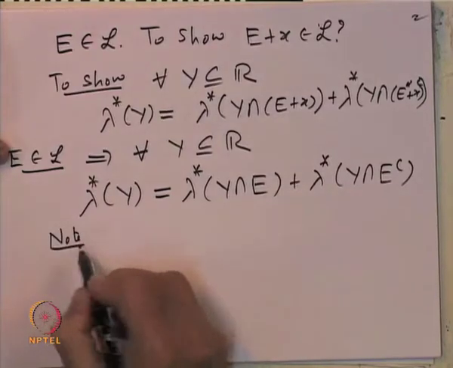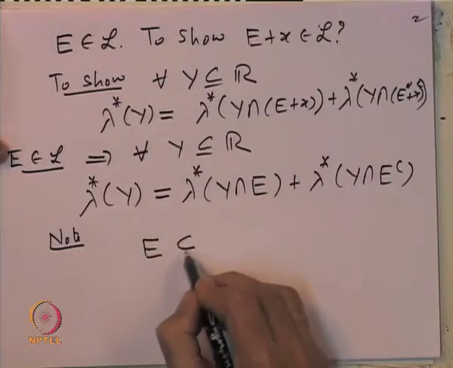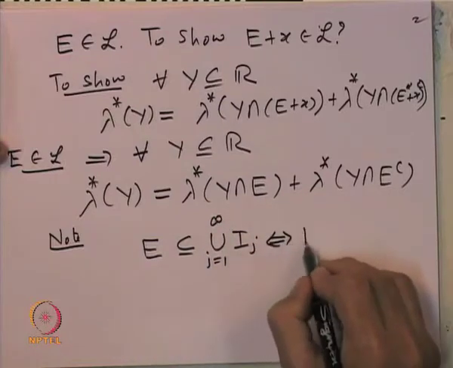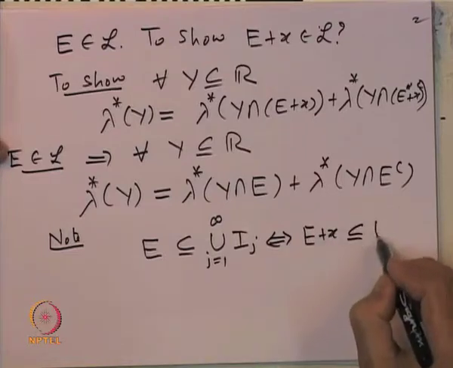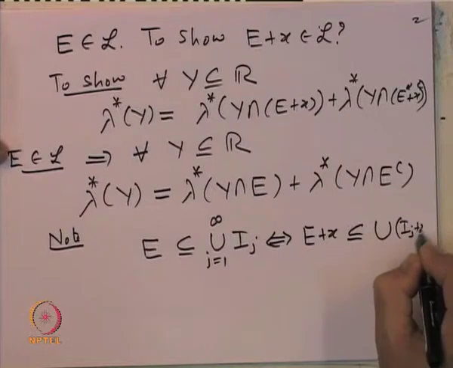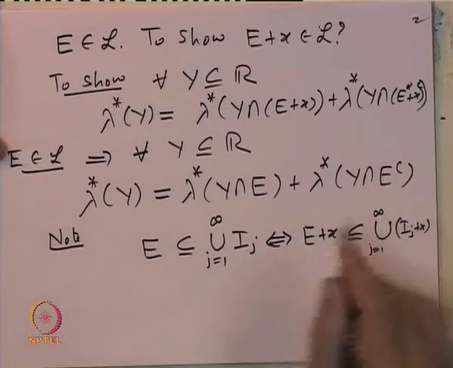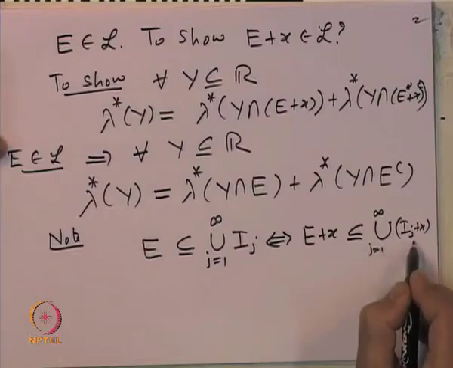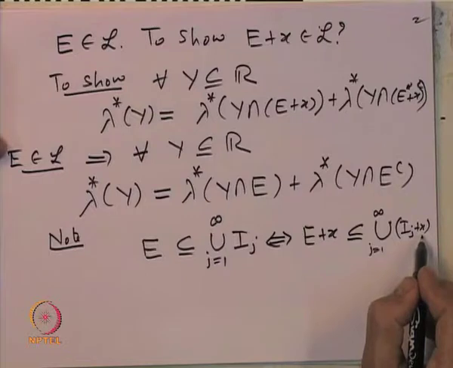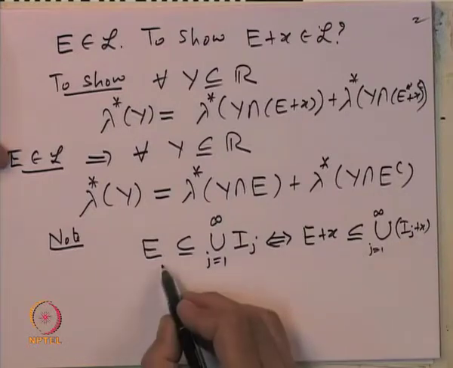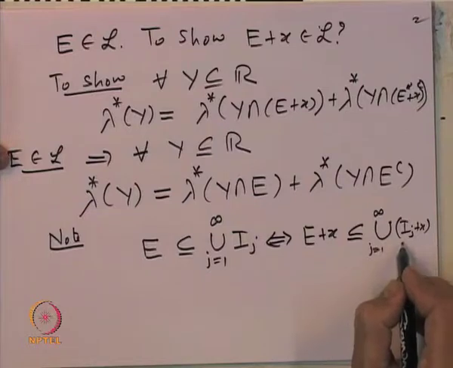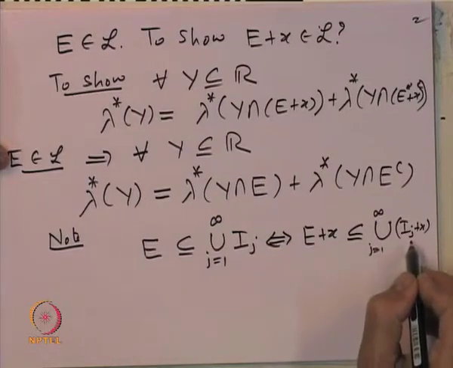So, let us note that a set E is covered by a union of intervals I j, j equal to 1 to infinity, if and only if E plus x is covered by the union of the translated intervals, that is I j plus x, j equal to 1 to infinity. That means every covering of the set E gives a corresponding covering of the set E plus x by the intervals I j plus x. Note that if I j is an interval, I j plus x also is an interval. So, if E is covered by intervals I j, we get a corresponding covering of E plus x by the intervals I j plus x, and conversely, given a covering of E plus x, we can construct back a covering of E by translating by minus x.